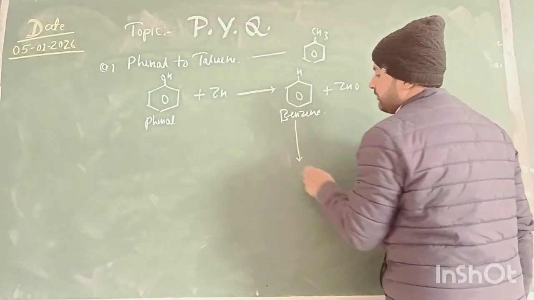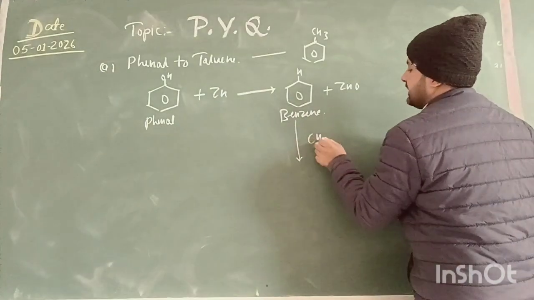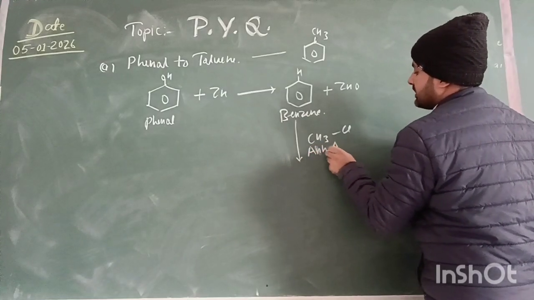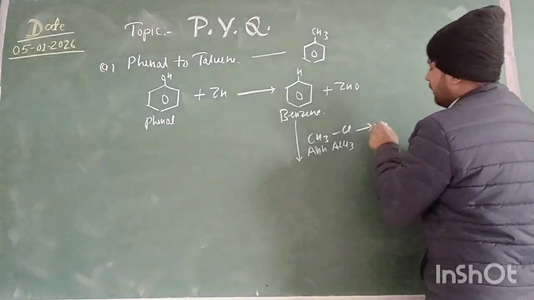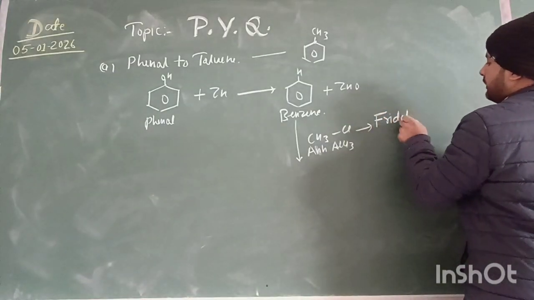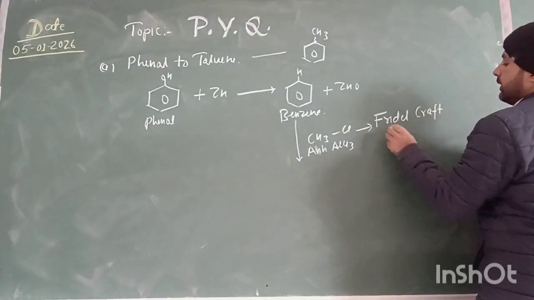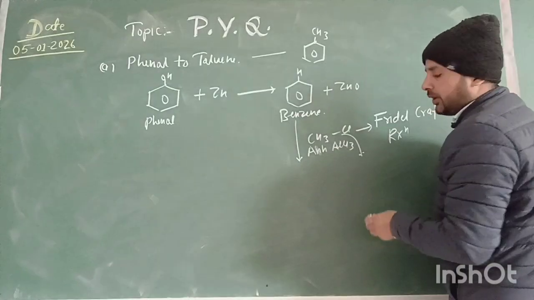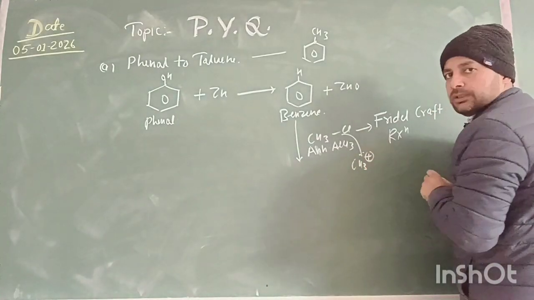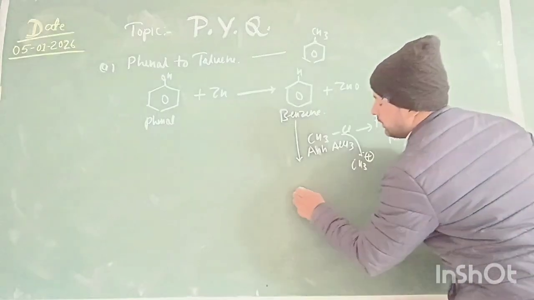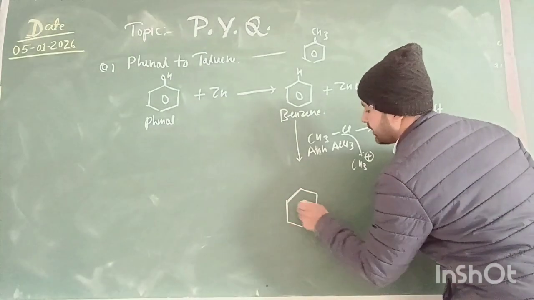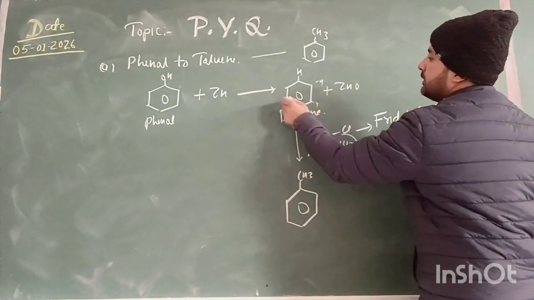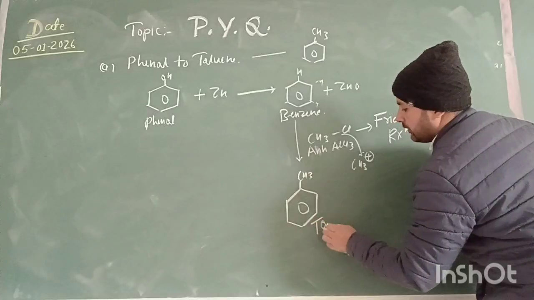And the reaction of benzene with CH3Cl in the presence of anhydrous AlCl3 is called the Friedel-Crafts reaction. So what will happen? From here, there is production of an electrophile, CH3 plus, the methyl cation. It will attach to the benzene ring at any position, because all positions are the same. So this is toluene.